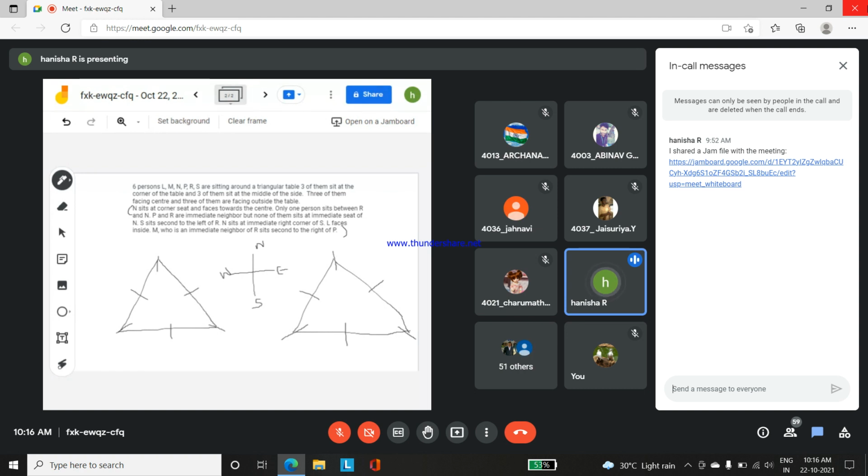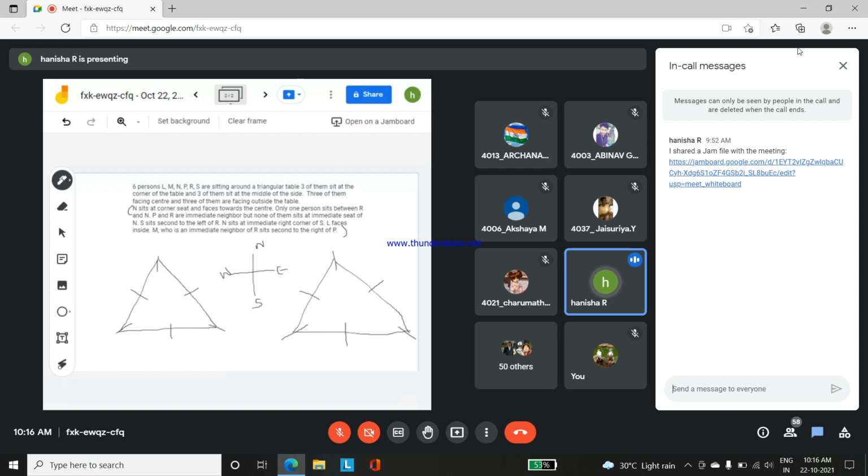Now we are going to start solving the answer. As I always say, the first clue is important. The first clue which you are going to use is important. N sits at the corner seat and faces towards the center. I have to look for the clue with which I must be able to start the answer in the framework. So this clue, N sits at the corner and faces towards the center, is a direct clue.